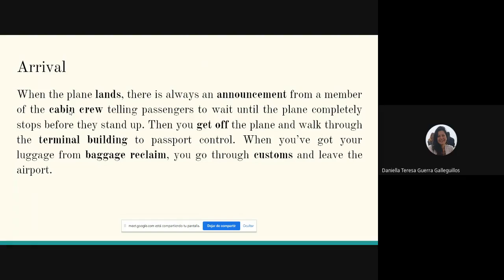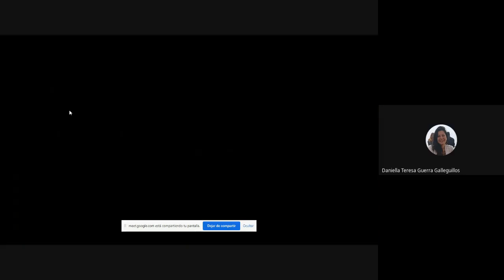Terminal building is the building like the airport. Then you get off the plane and walk through the terminal building to passport control. When you've got your luggage from baggage reclaim, porque tienes que ir a buscar tu equipaje, you go through customs and they revise everything, and leave the airport. And you say goodbye, the trip is over.